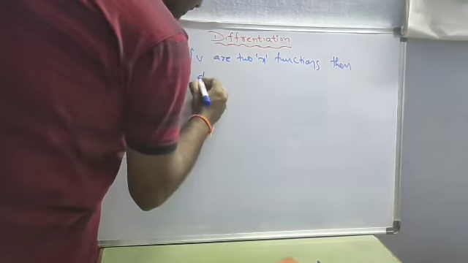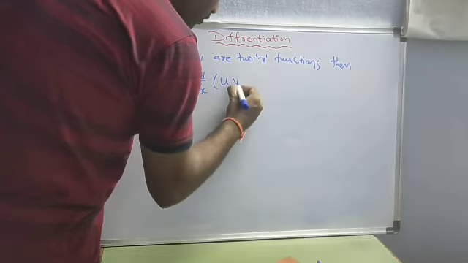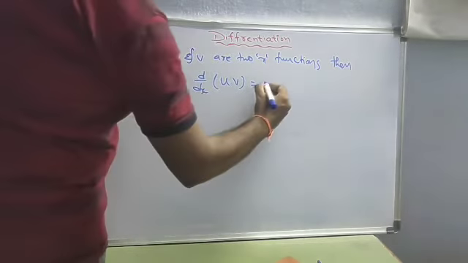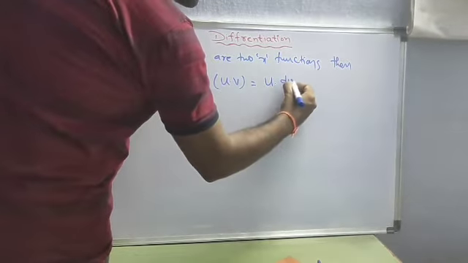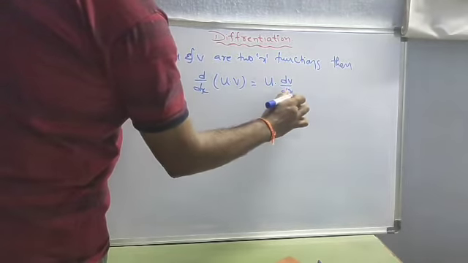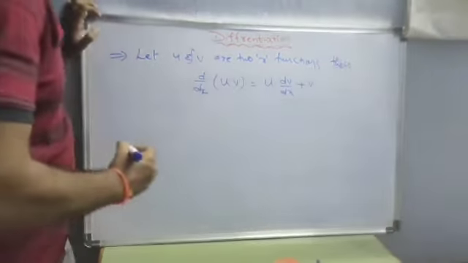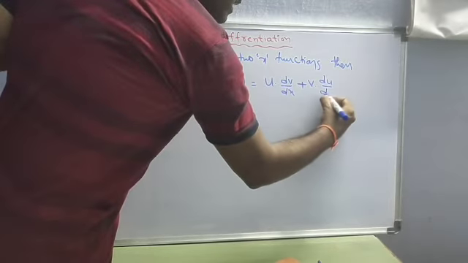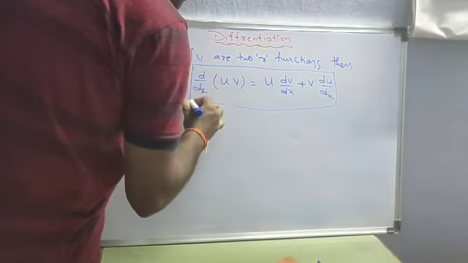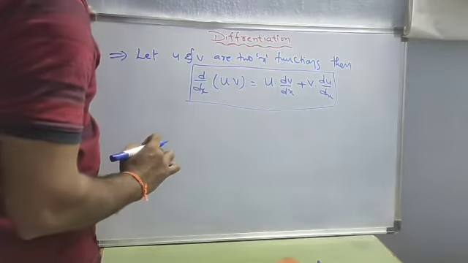Then d by dx of u into v. Suppose two functions are there. How we are doing the differentiation: u into dv by dx. That means there is no change in u. Compulsorily we have to do the differentiation for v. In the next term, v into du by dx. Okay, so this is our formula if you take the multiplication of two functions like this.